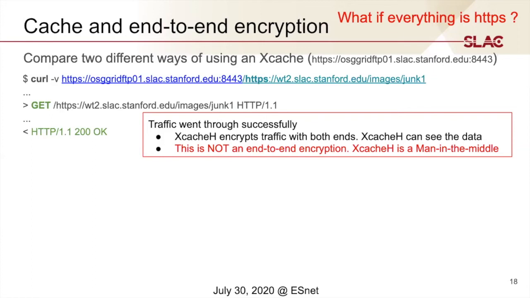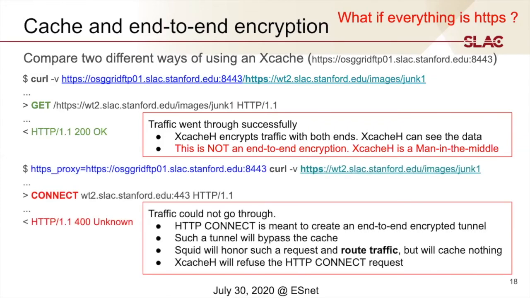You can decide whether you want to trust Xcache, whether this is okay with you, but the fact is that Xcache is a man in the middle. The other way to do this is to use an HTTPS environment variable to point to Xcache, and then you use a curl command. Now, what you will see is that this doesn't work.